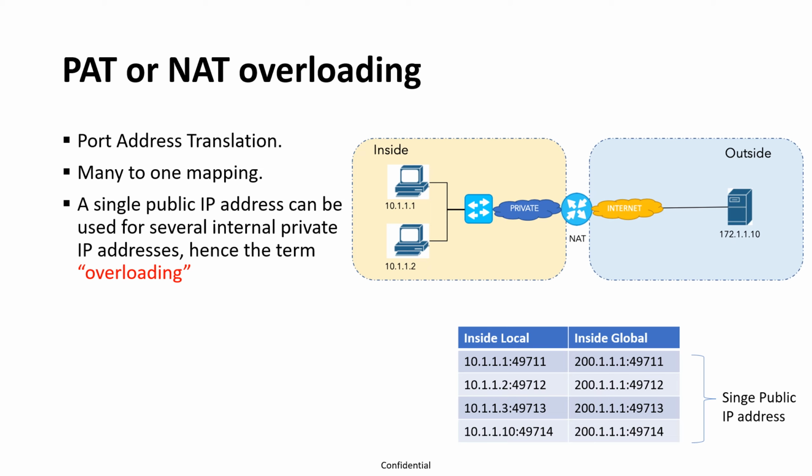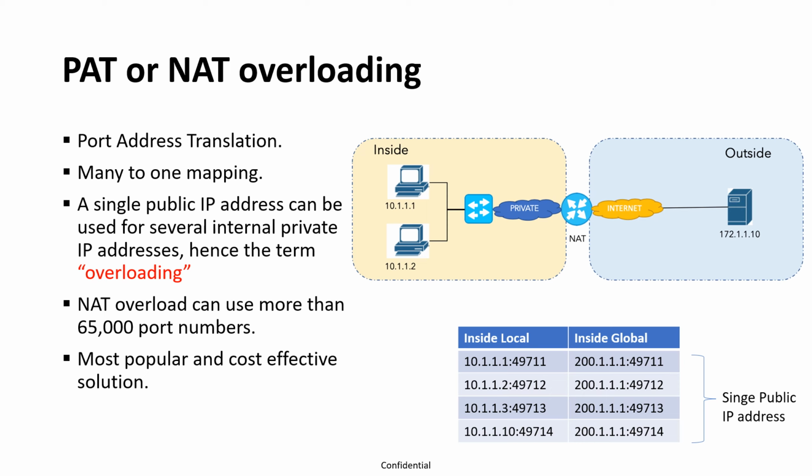Got it? So the NAT router keeps a NAT table entry for every unique combination of inside local IP address and port number, with translation to inside global address and a unique port number associated with the inside global address. So NAT overload can use more than 65,000 port numbers. So imagine how we can reduce the consumption of IP addresses. And PAT by far is the most popular option and is one of the main reasons why the IPv4 address space has lasted till now.